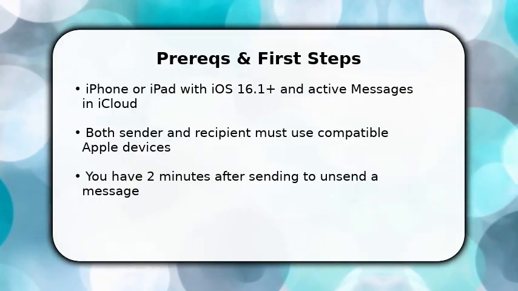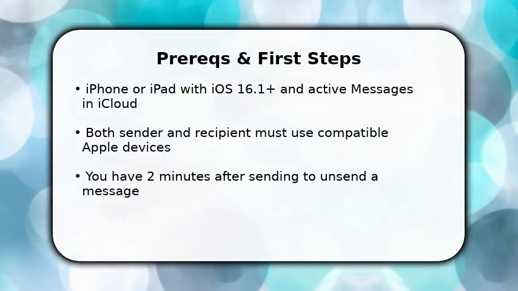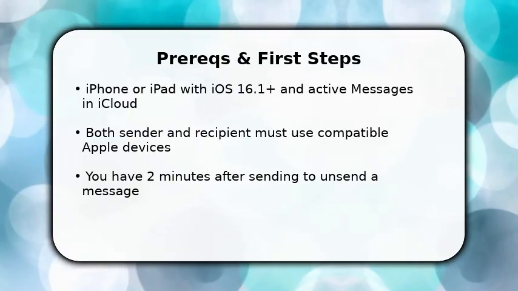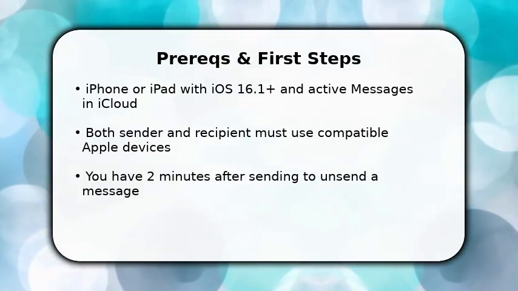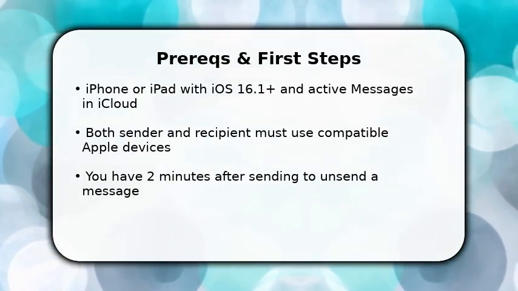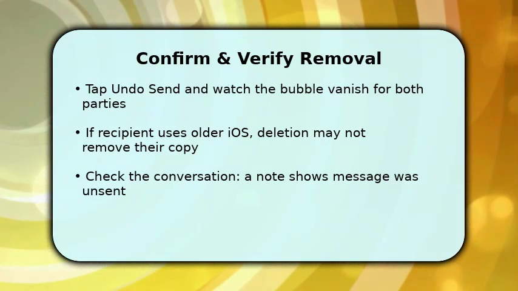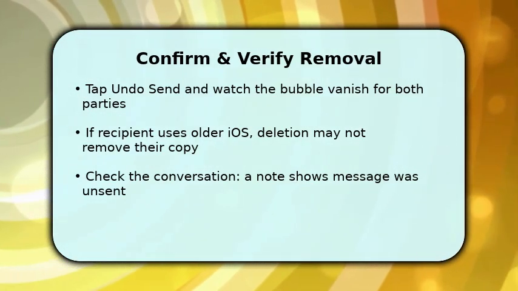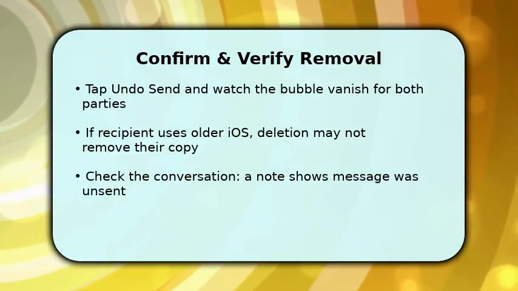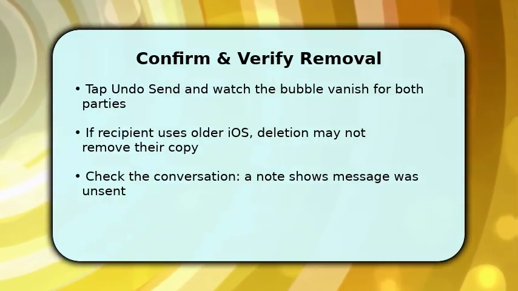If the menu doesn't appear, make sure you're holding directly on the message bubble and not tapping another area. Once you see Undo Send, select it to remove the message for everyone. After tapping Undo Send, watch the message vanish. You'll see a small system note confirming the message was unsent. Make sure to check the chat immediately to verify removal.